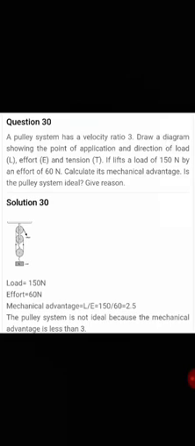So it is not an ideal pulley, because if the pulley wants to be an ideal pulley, its VR should be equal to MA. In this case, MA is less than VR, so it is not an ideal pulley.